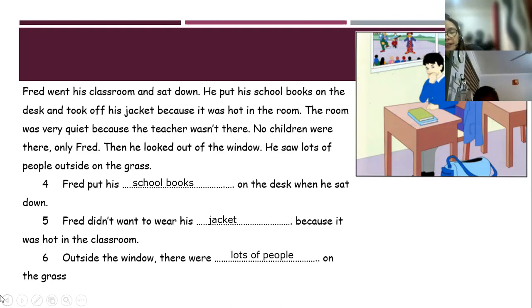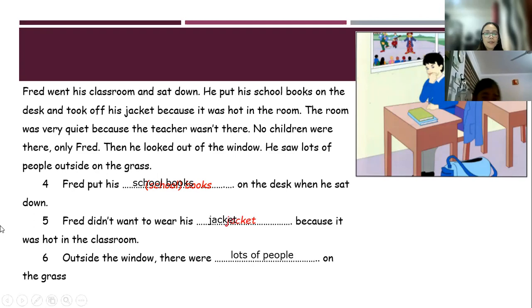Let's try it. Can you read it, baby? Fred went to his classroom and sat down. He put his school books on the desk and took off his jacket because it was hot in the room. The room was very quiet because the teacher wasn't there. No children were there, only Fred. Then he looked out of the window. He saw lots of people outside.